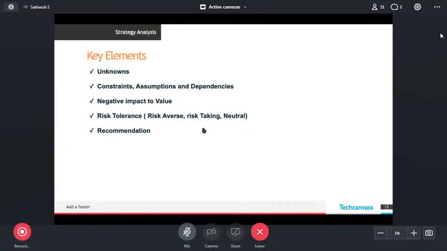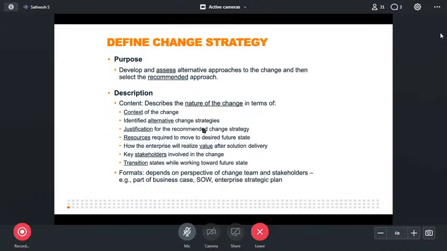Simple. Now we discussed the 3 tasks: analyzing the current state, defining the future state, assessing the risk. Now the last task of strategy analysis is to define the change strategy. Now at this juncture, you had a discussion with the SBI folks, and the SBI folks are happy with your complete future state and everything.